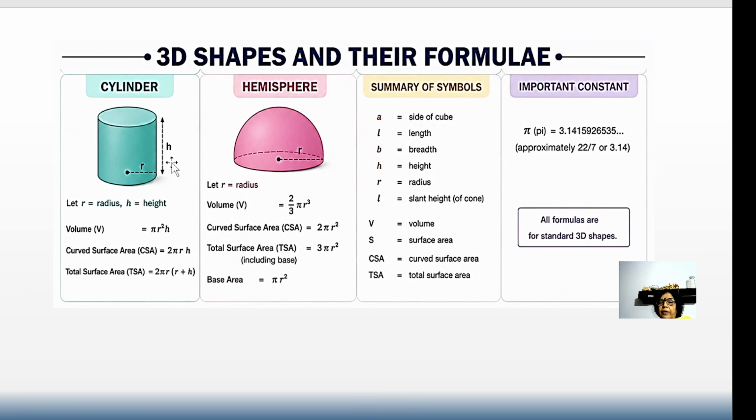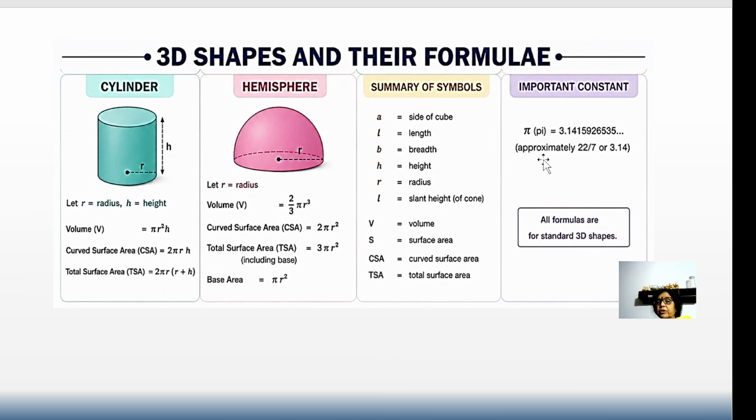Then we have the right circular cylinder, the height is h, radius is r, so volume is pi r square h. The curved surface area is 2 pi r h and total surface area is 2 pi r (r plus h). Then we have the hemisphere, which is half the sphere, so the volume is 2/3 pi r cube. Curved surface area is 2 pi r square and total surface area including the base is 3 pi r square. Base area separately is pi r square.